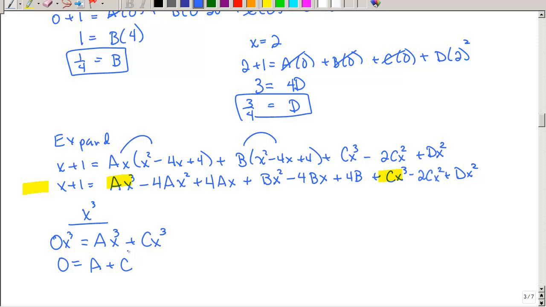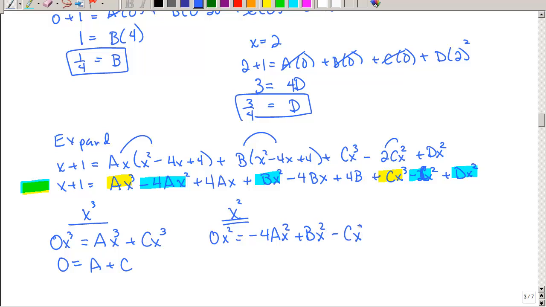The bad thing is I don't have a and c. I'm going to put that equation out to the side and just kind of hold on to it. Now let's look at the x squares. Well, do I have any over here? No. But I have them here, here, here, and here. And I believe when I copied this further, that should have had a c there. Right, so I have 0x squared on the left minus 4ax squared plus bx squared minus cx squared plus dx squared. Ooh, so I have 0 equals negative 4a plus b minus c plus d.